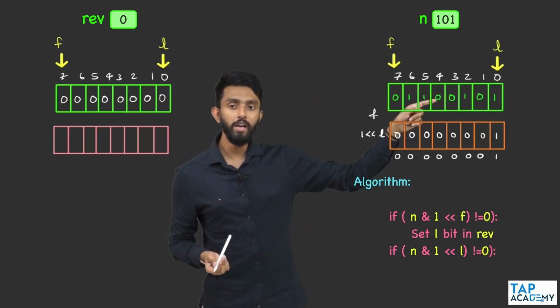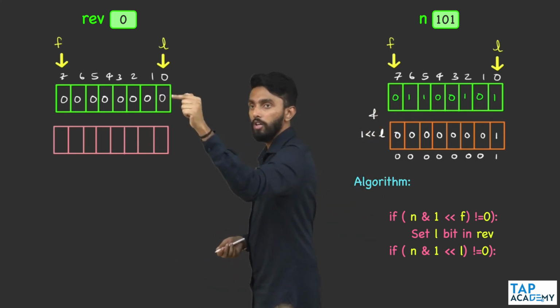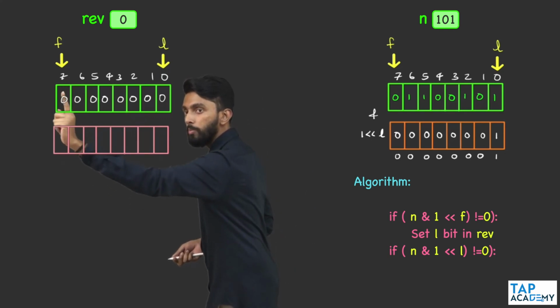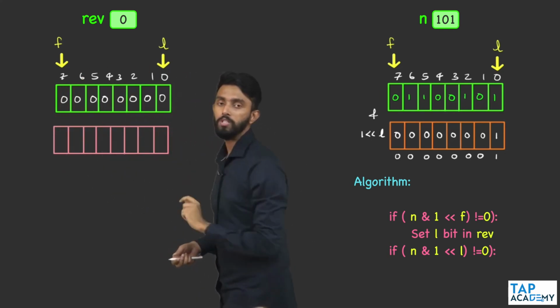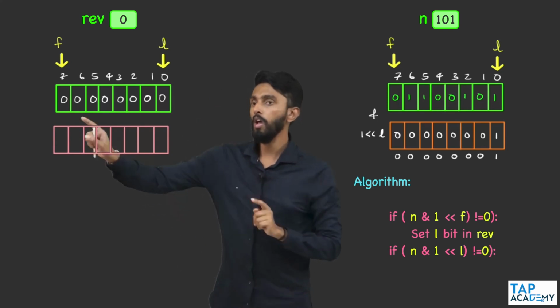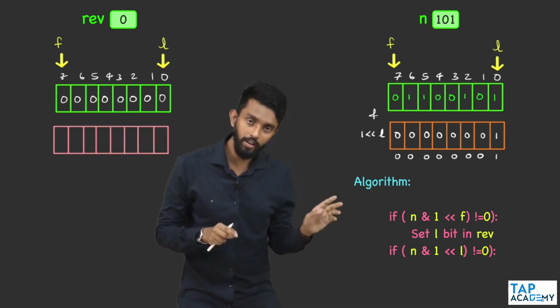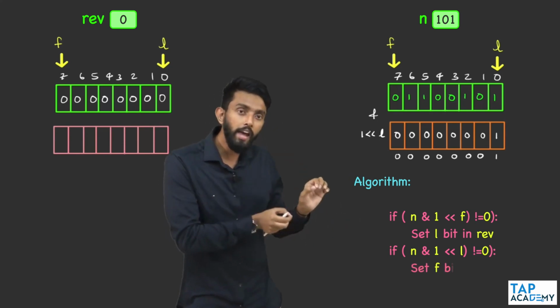If the L bit is set, then in my reverse, the F position must be set. Would you agree that is how reversing would happen? So now, how will I set this? In my condition, I am saying, if it is not equal to 0, set the F bit in reverse.